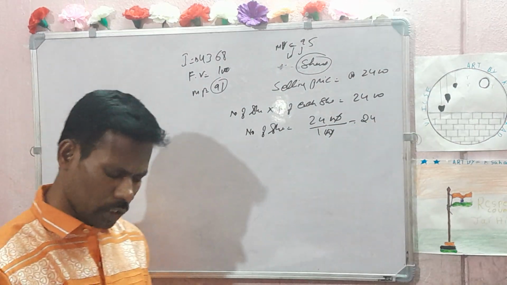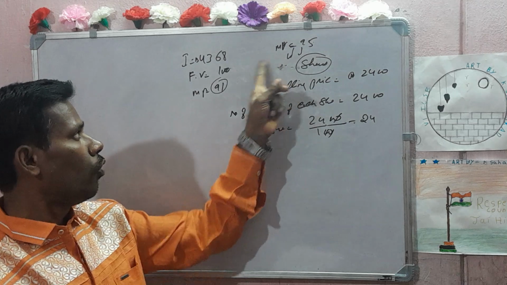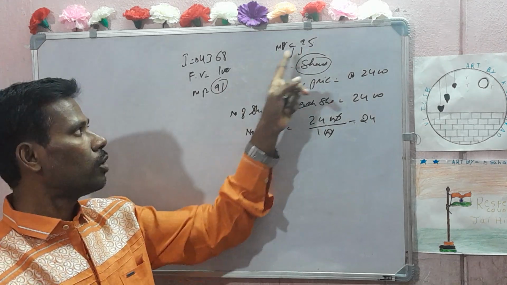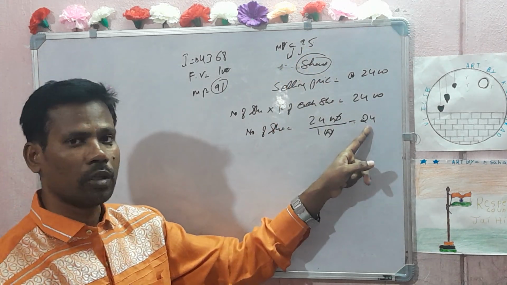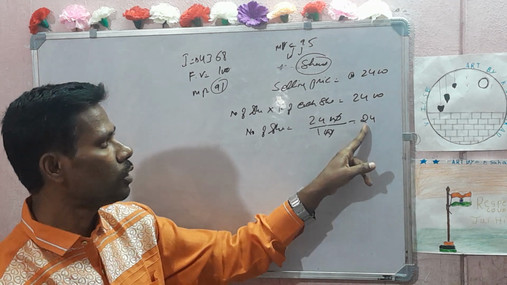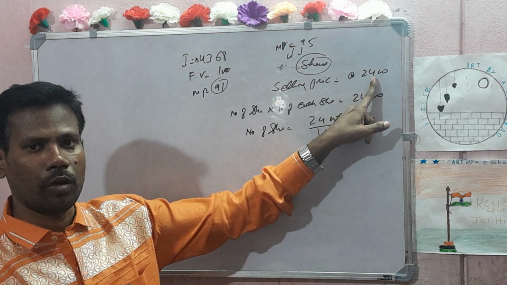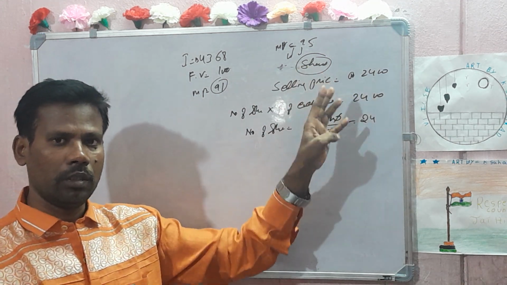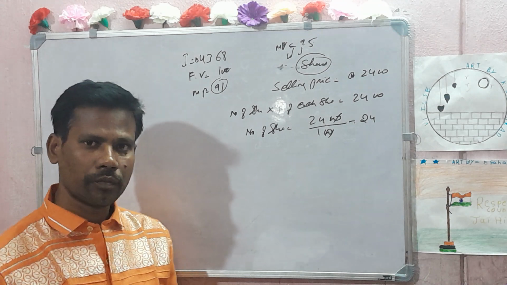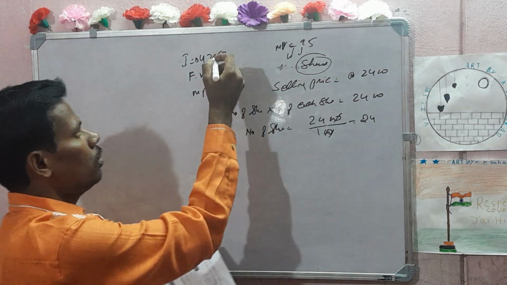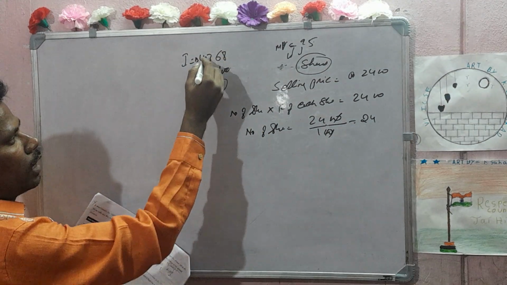So what is the meaning of this? Market price is increased from 91 to 95. So he is selling 24 shares. For those 24 shares, he has to put 2400 rupees. Are you following what I am saying? It's very simple. Now here calculate the number of shares.